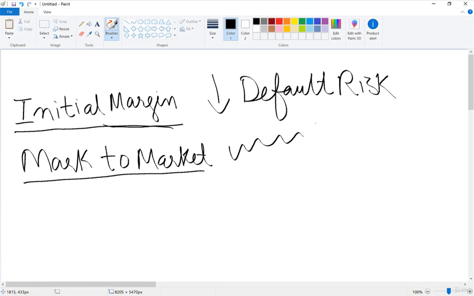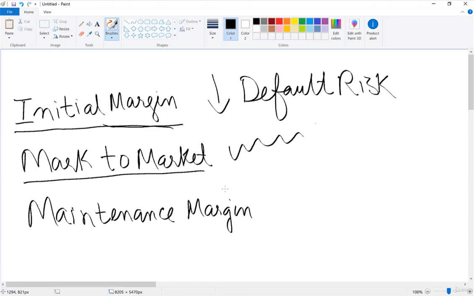There is another term called the maintenance margin. The maintenance margin is the lowest amount your account can reach before you need to deposit more and bring your account back to the initial margin level. Now I will explain all these three terms with the help of an example.